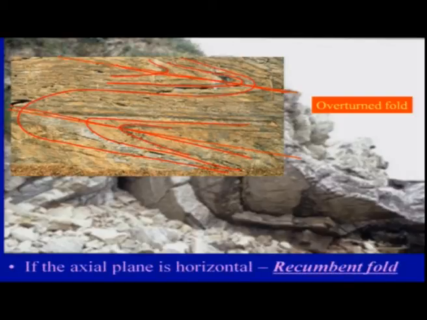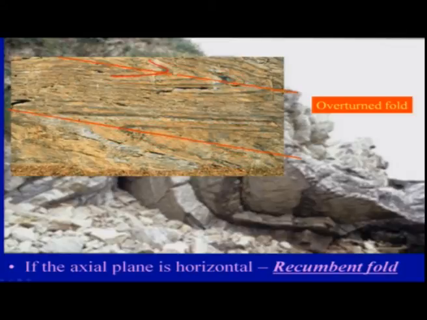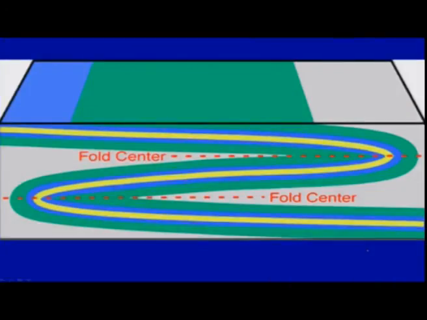So I'll just remove this part here and then you can make out the axial planes. Where are the axial planes here? These are the axial planes which we see. If the axial plane is almost horizontal, then those types of folds are termed recumbent folds. This you need to remember, these are the recumbent folds.